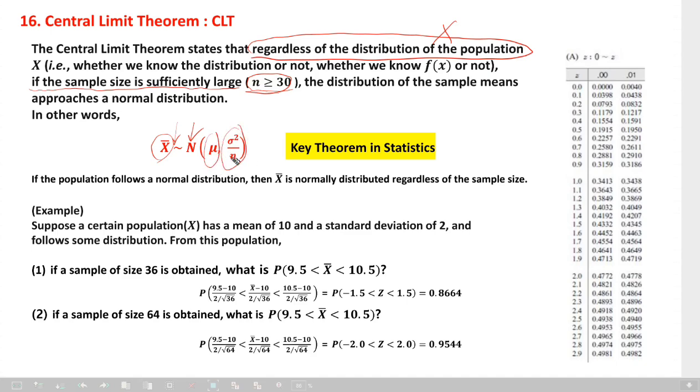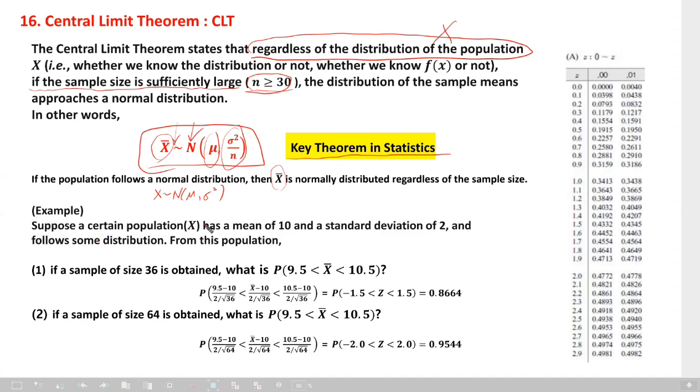We studied these two terms yesterday. It is a key theorem in statistics. Key theorem: if the population follows a normal distribution, X follows a normal distribution with mean mu and variance sigma square, then x bar, the sample mean, is normally distributed regardless of the sample size, no matter what the sample size is. Okay? This one is a key theorem. That's very useful in statistics.